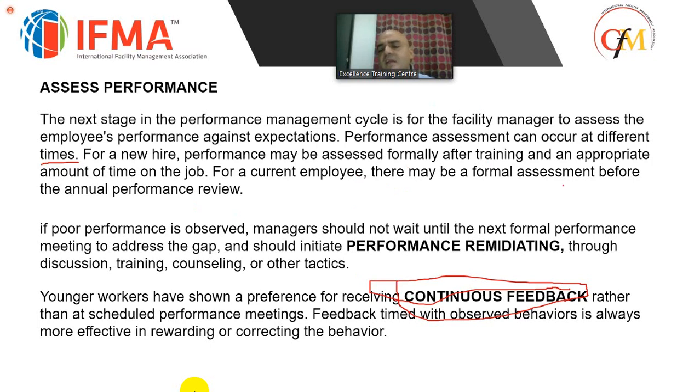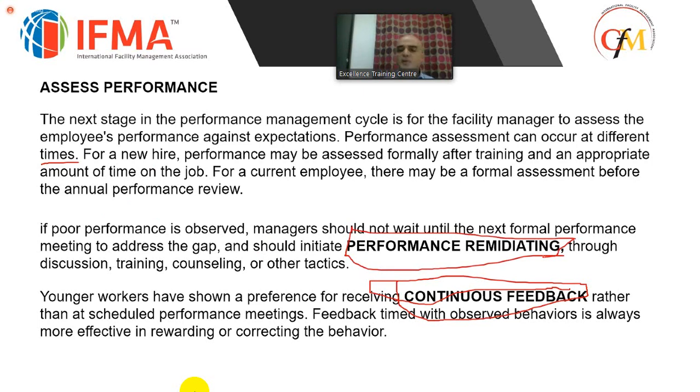The next stage is for the facility manager to assess a new hire; performance may be assessed after training, after what they call the probation period. We tell them, okay, you are on track and you will continue with us, or you are not on track. If poor performance is observed, managers should not wait until the next formal performance meeting to address the gap and should initiate performance remediation. If someone's performance is not meeting the requirements, you should take action.